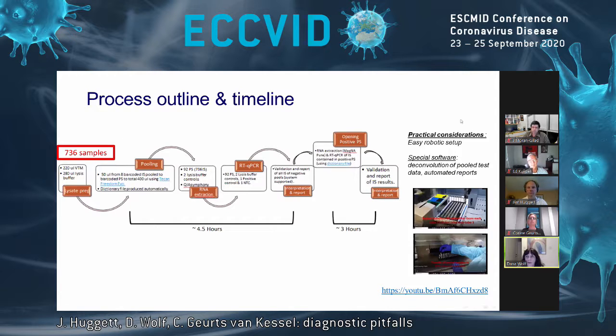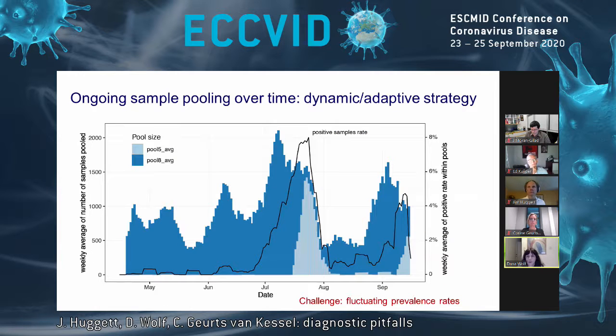And as for the practicality considerations, which I mentioned, we use an easy robotic setup. In fact, these pictures are taken from a short movie that you can watch under this link. Looking at the process outline and timeline, we can test thousands of samples by pooling in less than 24 and most frequently even less than 12 hours. One thing that I would like to emphasize is that you cannot plan on large-scale pooling without special software. Together with our IT team, we have developed a validated software for the convolution of the data and automated reports.